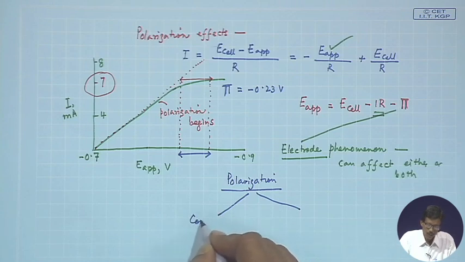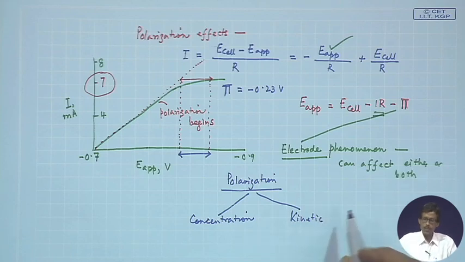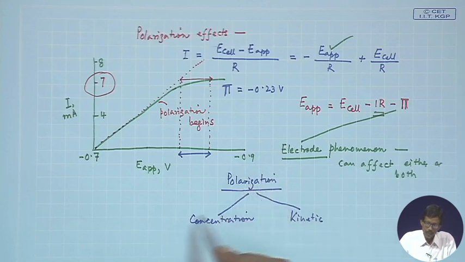One is the concentration polarization and the other is the kinetic polarization. We all know that when we talk in terms of the electrode potential, we have the thermodynamic electrode potential, but you can also have some kinetic effect, the kinetics of the electron transfer reaction, how fast or how slow it is, whether you are talking about the oxidation or the reduction reaction. So, you have the concentration polarization as well as the kinetic polarization.